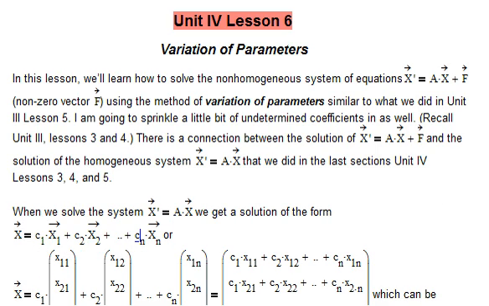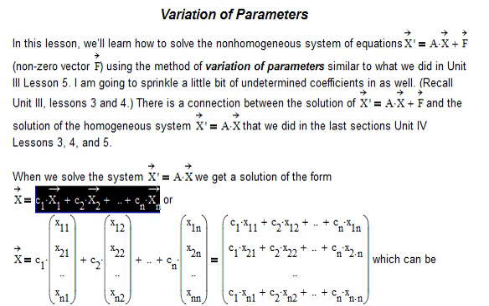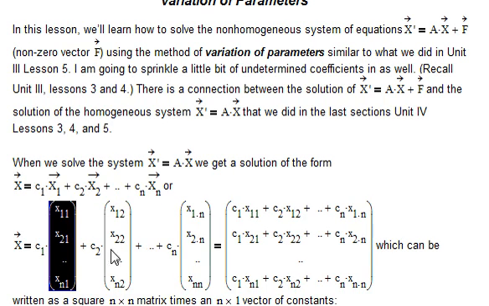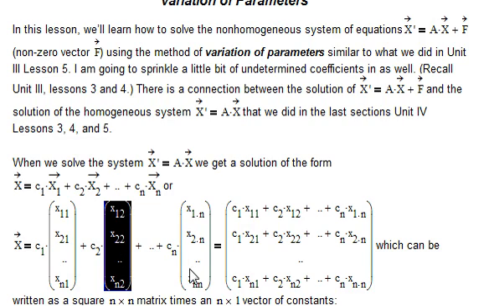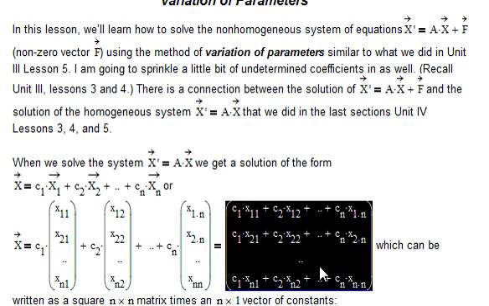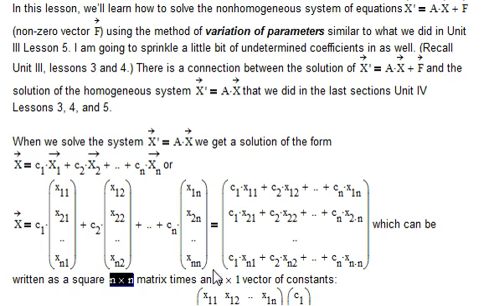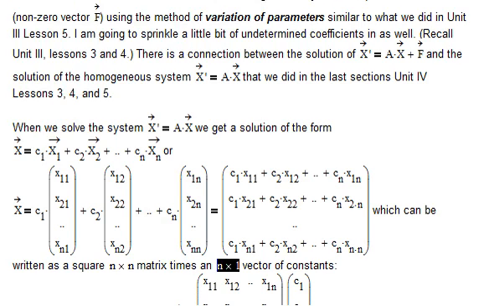So we've learned to do that in those 3 lessons of Unit 4. Another way of writing this solution is c1 times this vector plus c2 times this vector plus c3 times this vector, and so on, plus c sub n times this vector. If I wrote that out, this is an n by 1 matrix. But that n by 1 matrix can be written as a square n by n matrix times an n by 1 vector of constants.